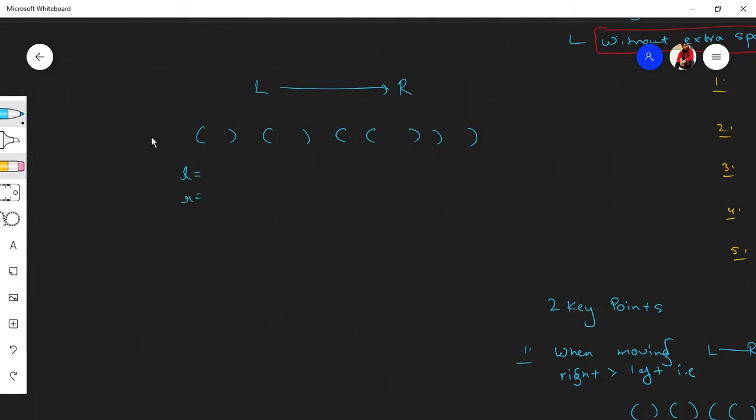L and R. L is 1, R is 1. L is 2, R is also 2. L is 3, L is 4, R is 3, then R is 4. Now R is 5. So we already know what happened when L and R are equal.